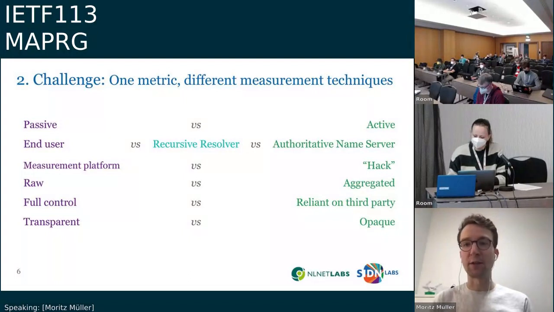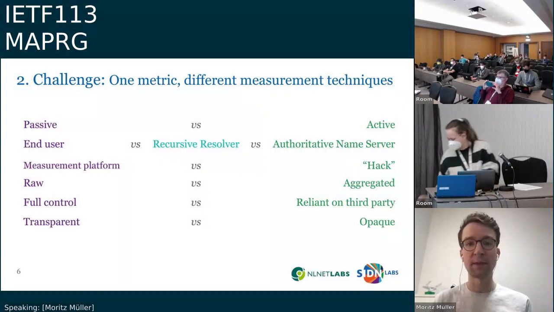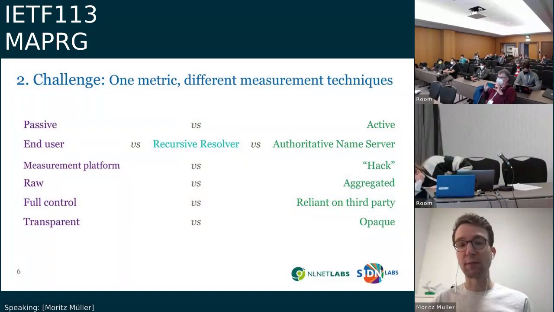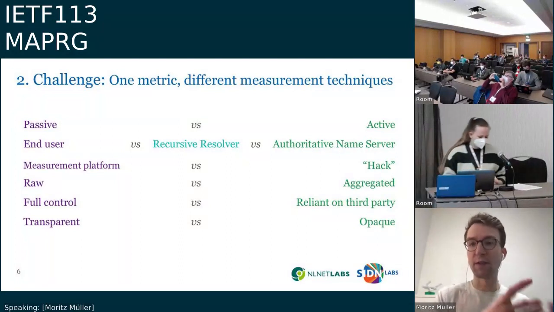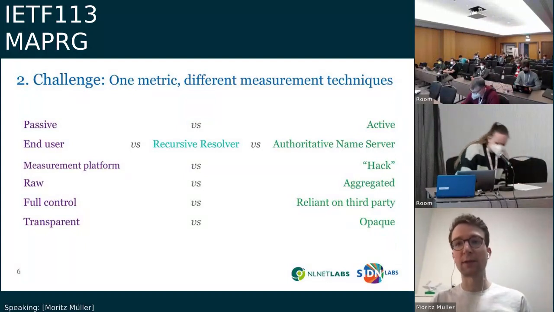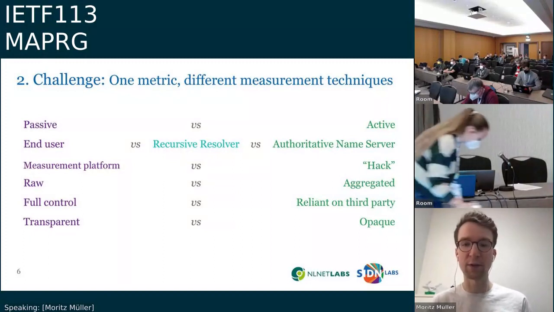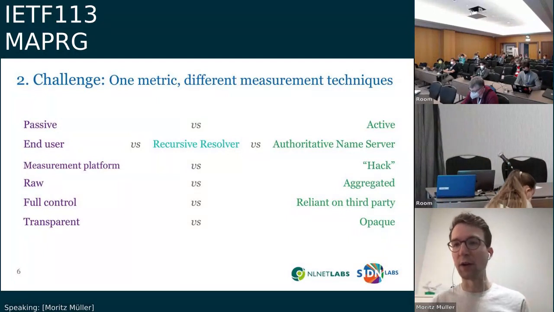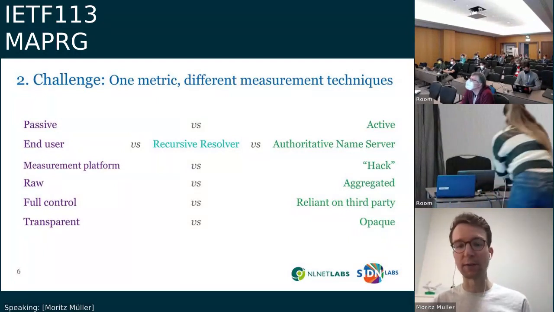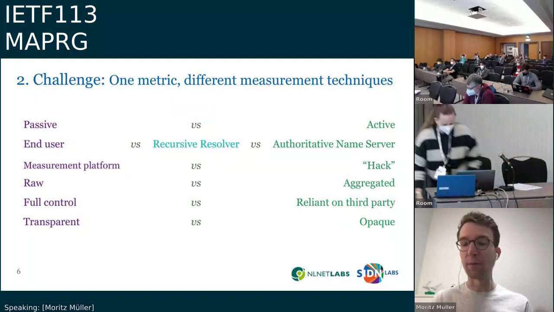Then, of course, we can not only look into different recursive resolvers, but we might also want to look into the client side, whether a client is using only validating resolvers or not. Other aspects might include whether we rely on a measurement platform like the mentioned RIPE Atlas, or we use our own measurement setup where we use the standard libraries and use our vantage points that we have control of, or we use some kind of hack where we, for example, use a proxy network and then use this proxy network to issue queries from these clients.